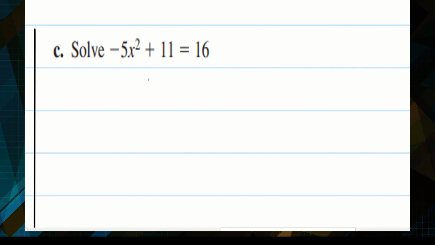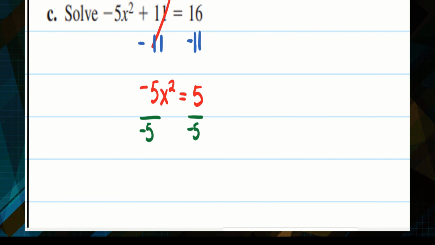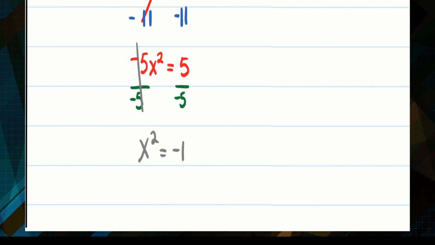This equation here is going to require 2 steps. The first one is canceling the plus 11 by subtracting 11 to both sides and bringing down what we have left on the left, which is the negative 5x squared. On the right side, 16 minus 11 is 5. To cancel the negative 5, we're going to divide it by negative 5 to both sides. So now we have x squared equals negative 1.